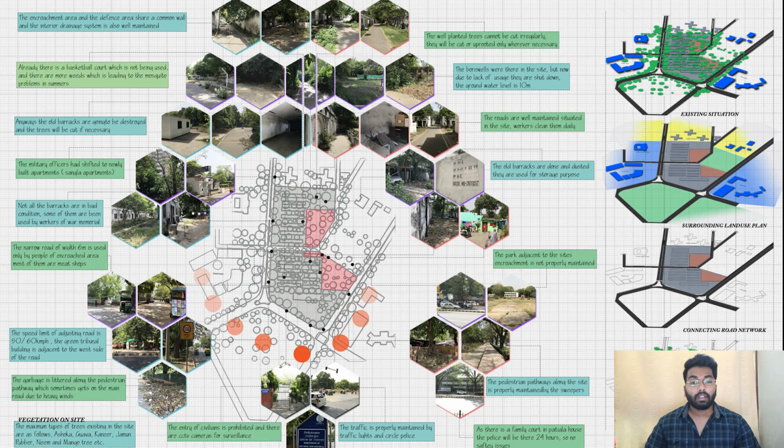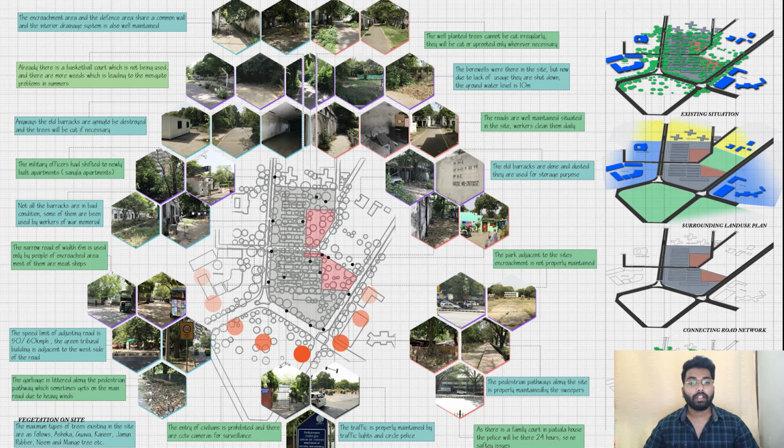The gray highlighted part is the site and the red highlighted part is the encroachment area. As I said earlier, the site has some slums, so the red highlighted part is the encroachment area. And here we have a number of photos around the site, with arrow markers showing where the photos were taken from.